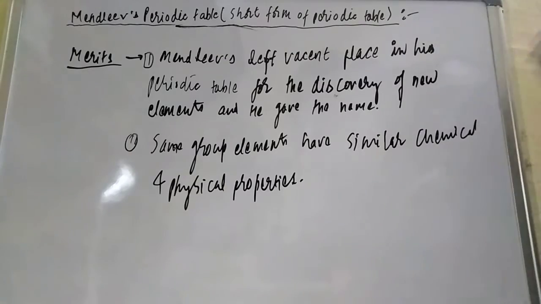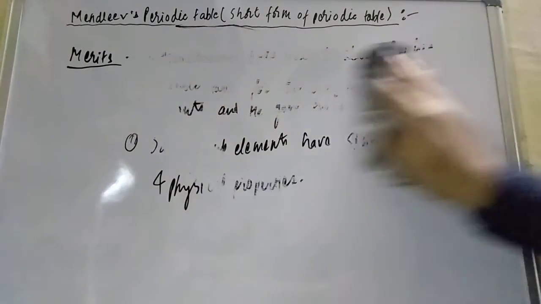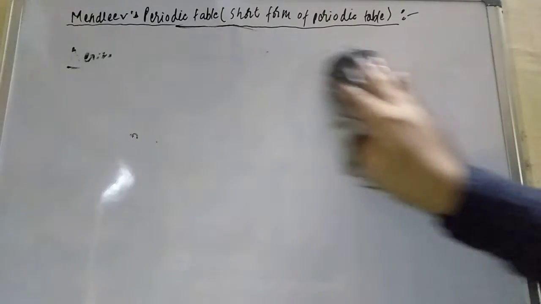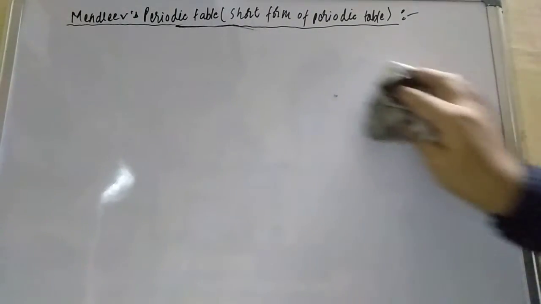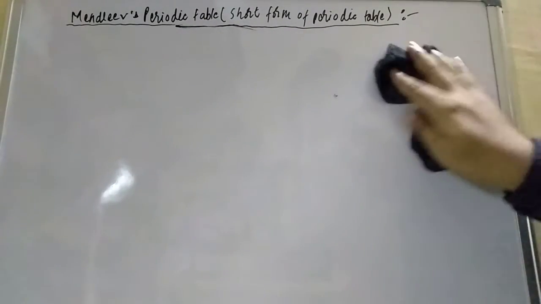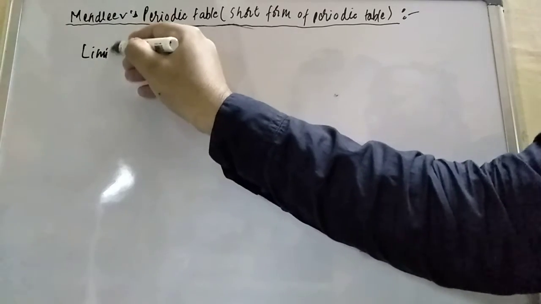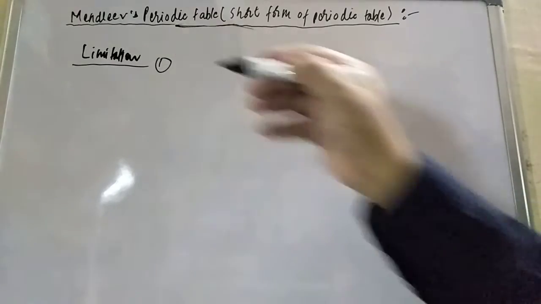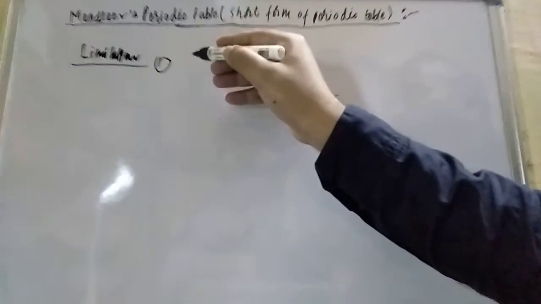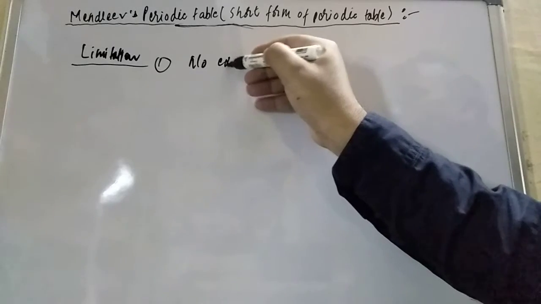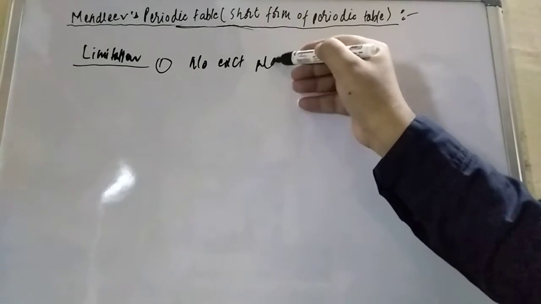Now let us go for the demerits of this, student. What are the limitations of this periodic table, that also we have to study, and limitations are very, very important, friends. So let us see the limitations. There are so many limitations of Mendeleev periodic table. No exact place for hydrogen.